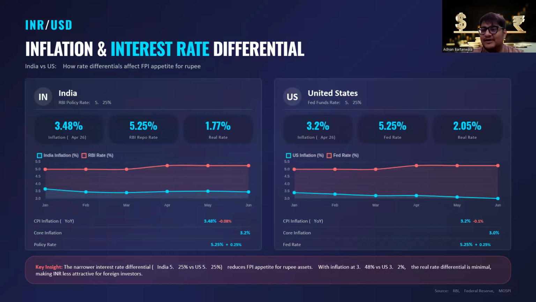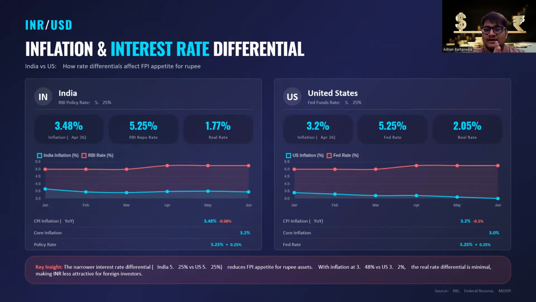This is the main slide of our discussion today. This one slide will explain why the rupee keeps falling, and a lot of us miss this, so please try to pay attention to this. India's RBI policy rate is around 5.25%, and inflation is around 3.48%. So the real return in India is around 1.77%. America's Fed rate is, like we have RBI in our country, we have the Fed in the US. I mentioned in the first slide also that the Fed is something that impacts the depreciation of INR. So America's Fed rate is around 5.25, almost similar, and inflation is 3.2%, so the real return in the US is 2.05%.